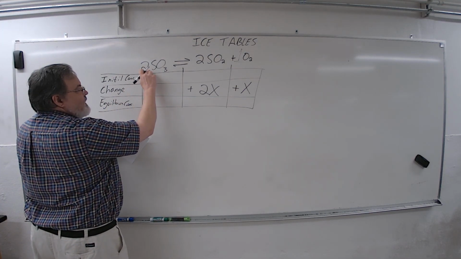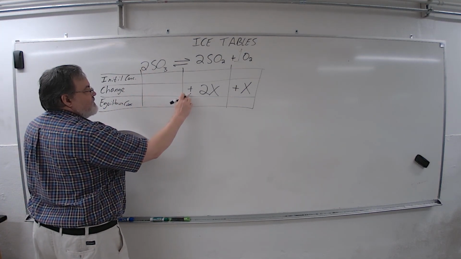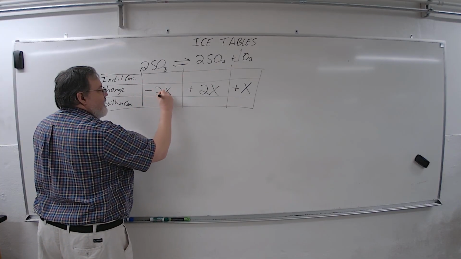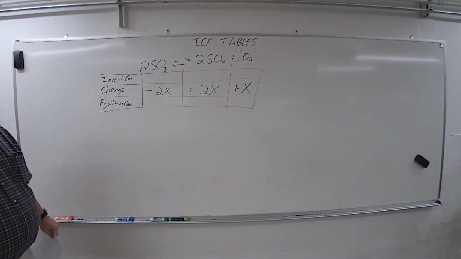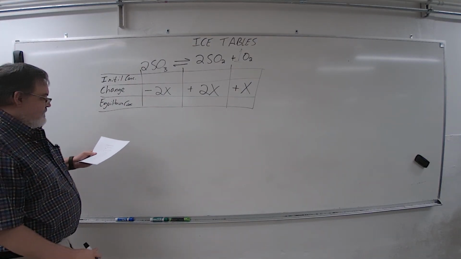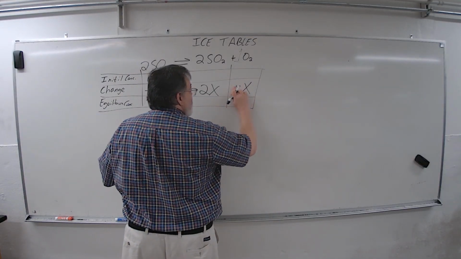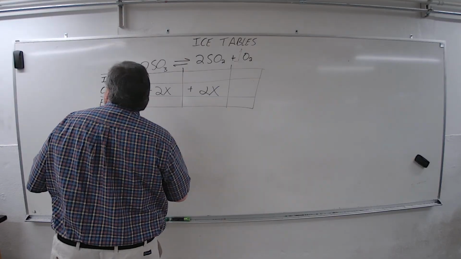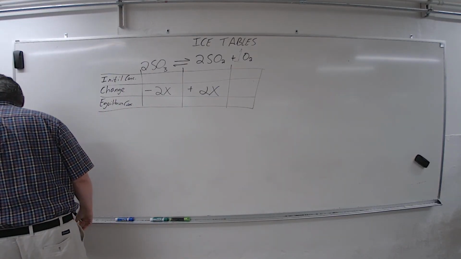This has a 2 as well, but the X I'm going to put here is going to be negative because it's flowing that way. So negative 2X. So being able to do that is one part of doing these ICE tables. All right, I've just got a few examples here to go through. Here's the blue eraser.